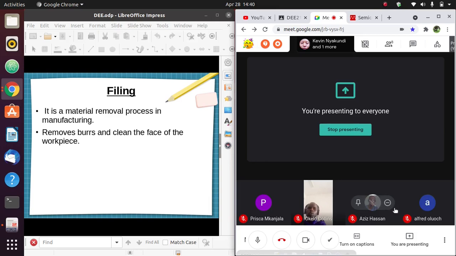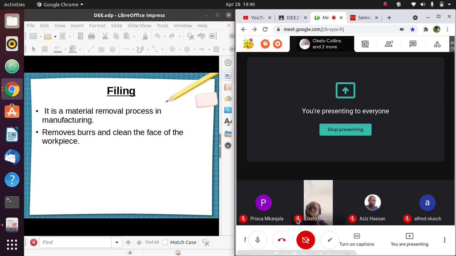Now, today we will start by brushing up on what we went through last time. We had already talked about the process of filing. In the previous class, on casting, we saw that even after they finished the process of casting, the finished product will have rough edges. So you have to clean that product. You have to remove those rough edges. And one of the processes that you use to do that is filing.